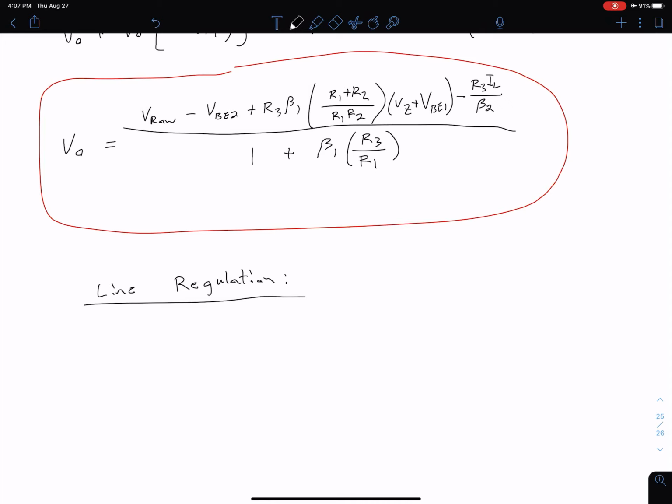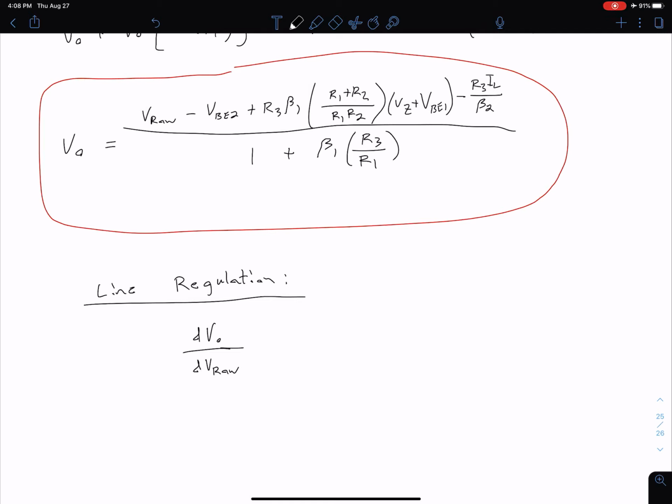Previously we had talked about specific equations for our line and load regulation. The problem is that in that case we were talking about an AC input and a DC output. Here we have a DC input and a DC output, so we can't use these one-to-one. So we need to go back to our basic definitions of line and load regulation. Line regulation is defined as the change in our output voltage due to changes in our input voltage. In this case our input voltage is V raw and our output voltage is V out. So we're asking how much our output changes if our input changes.